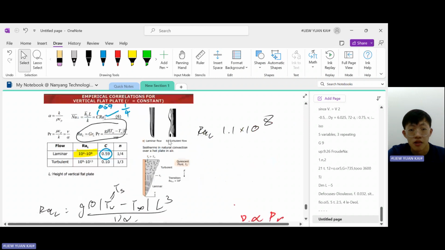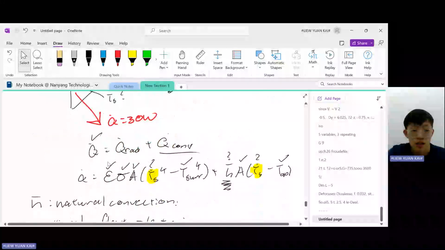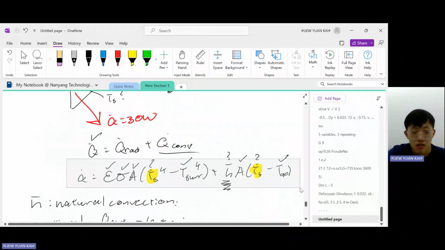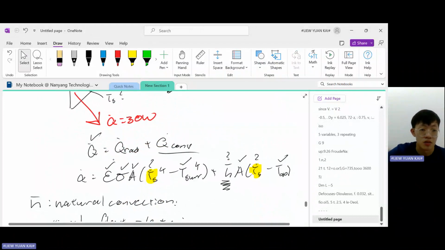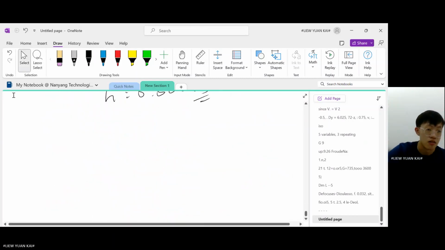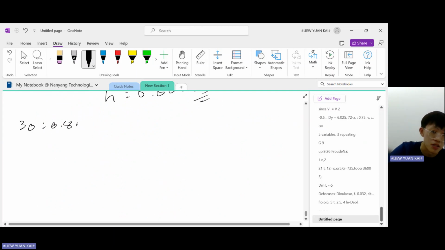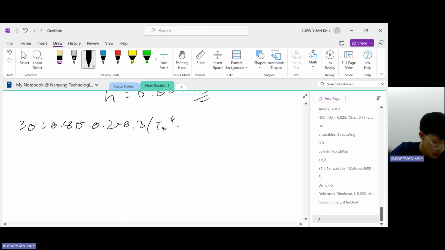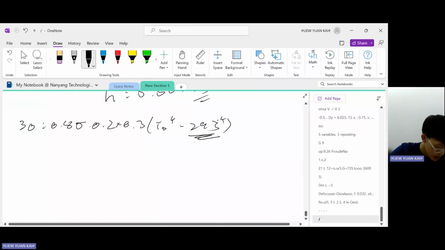So now we're going to plug it back into our energy balance here. I'm going to substitute all the values that I can. We know this 30 watts is equal to 0.8, the emissivity, times sigma, the Boltzmann constant, times the area, which is given by 0.2 times 0.3, times the temperature Ts to the fourth minus 293 to the fourth. Remember, radiation must be in Kelvins, okay?